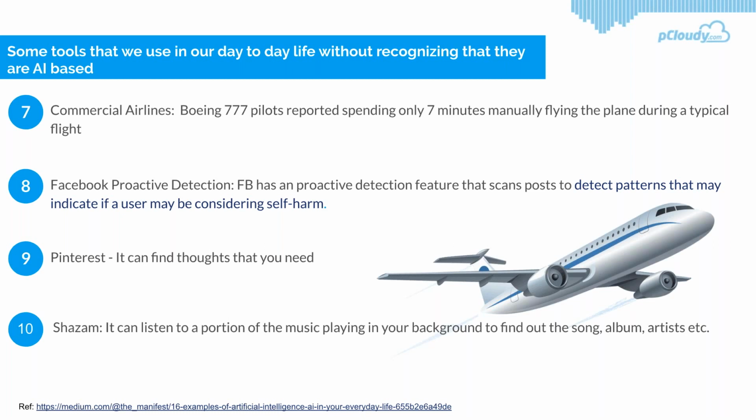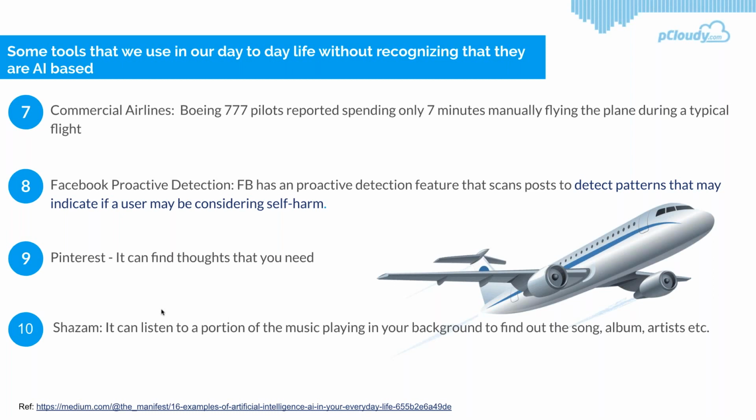Okay, Pinterest. So it can find the thoughts that you need. Some random people can just pin in their thoughts, and Pinterest knows, okay, what is your mood today, and whatever you want to see, it can show you the perfect suggestion. Shazam. It can listen to a portion of music playing in your background to find out the song, album, artist.